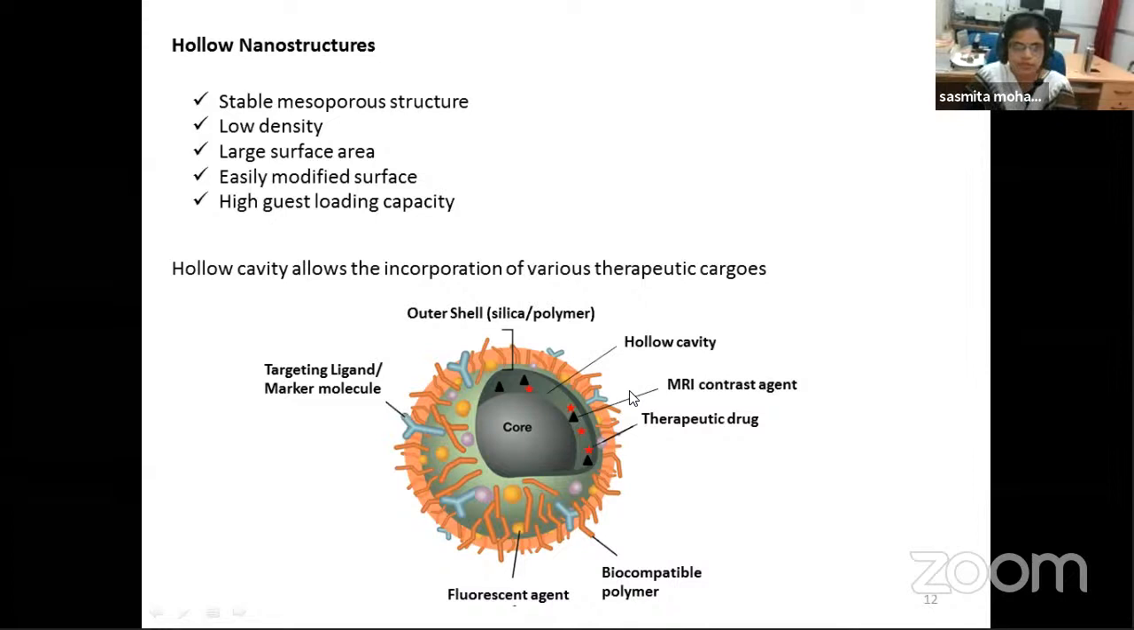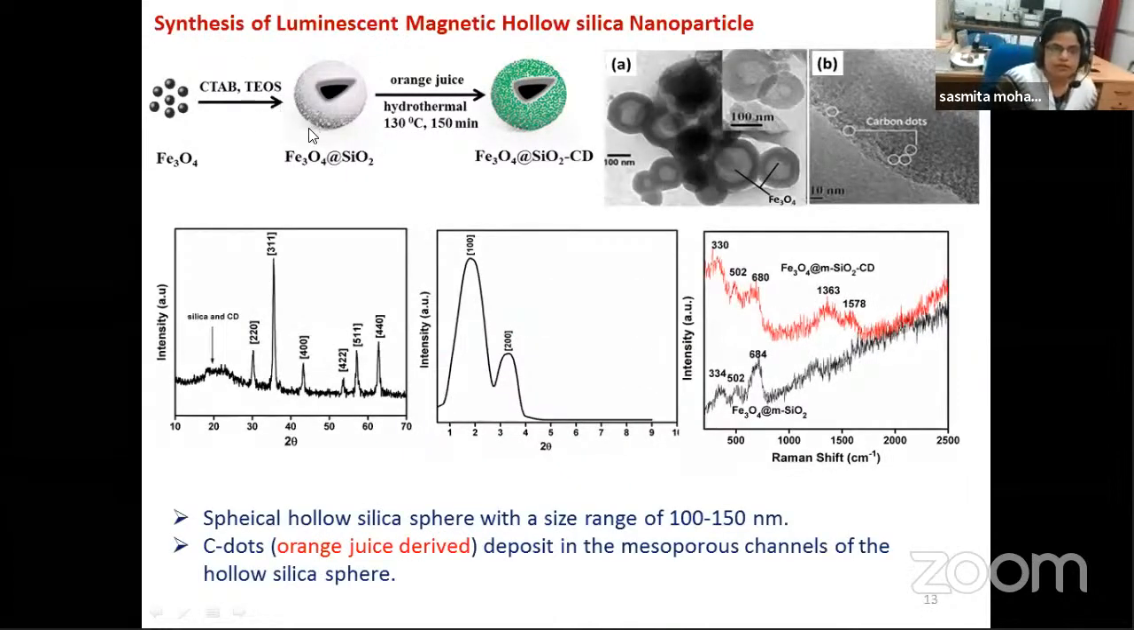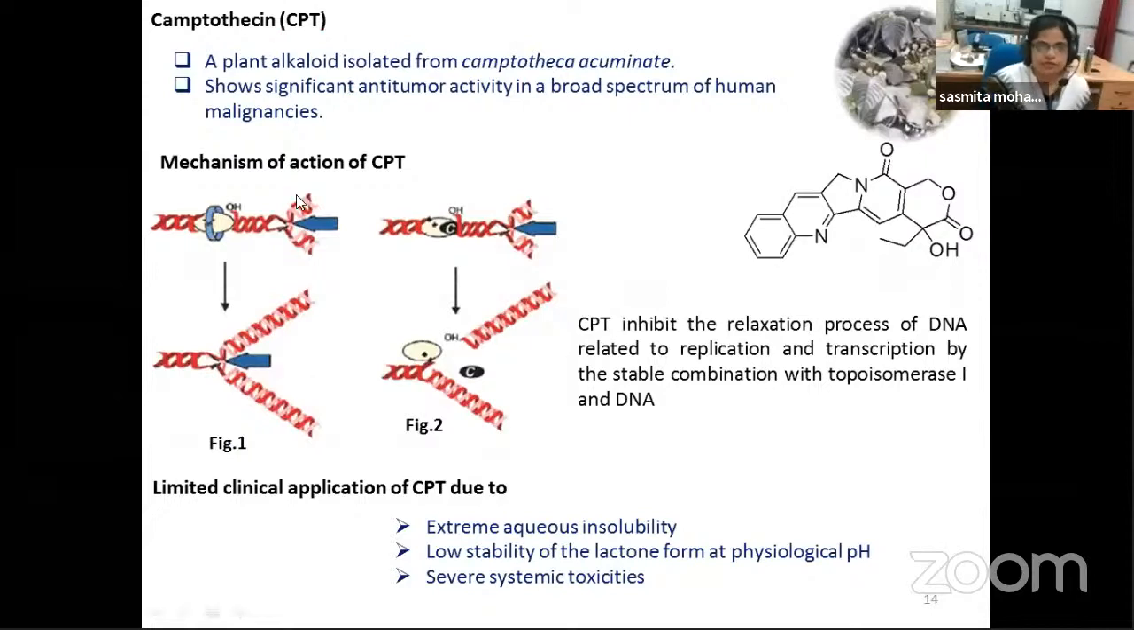What we did with hollow mesoporous silica, we deposited this orange juice-derived material by some chemical method. Then this material is fluorescent. In the core there was some magnetic particle. On the surface there is fluorescent quantum dot. So overall we developed a theranostic particle combining the magnetic properties, the high drug loading capacity of mesoporous silica, and the fluorescent properties of quantum dot. How we applied it in theranostic application is another story.